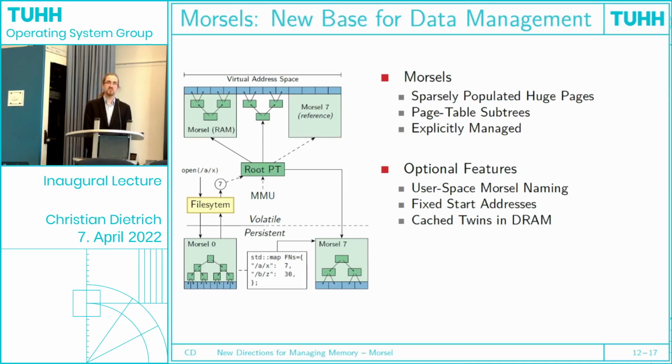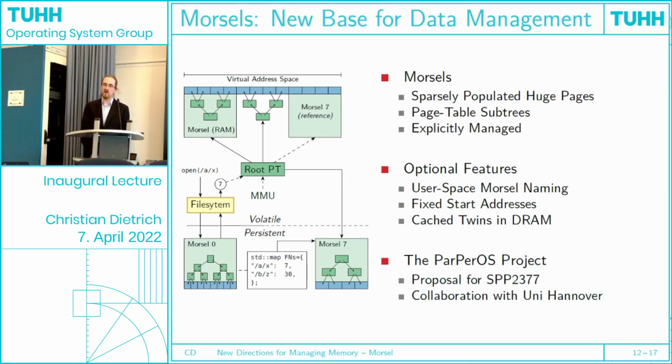We want optional features like that a morsel has the constraint that it always has to be put at the same address within virtual address spaces. And by that, you can keep all the pointers stable within the surface of the virtual memory. And we want to have cached twins of morsels in DRAM because after all, NVRAM still is a little bit slow. So all of that is part of the PAPA-OS project, which is currently a proposal for the SPP 2377. And this is a collaboration with the University of Hanover.